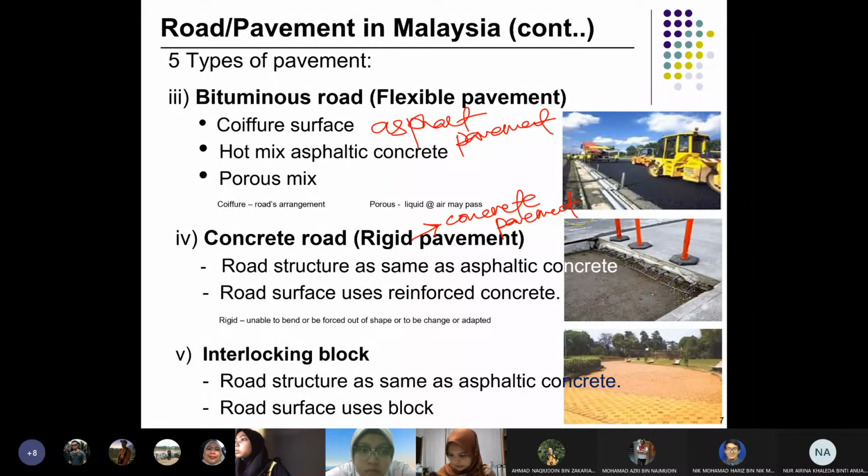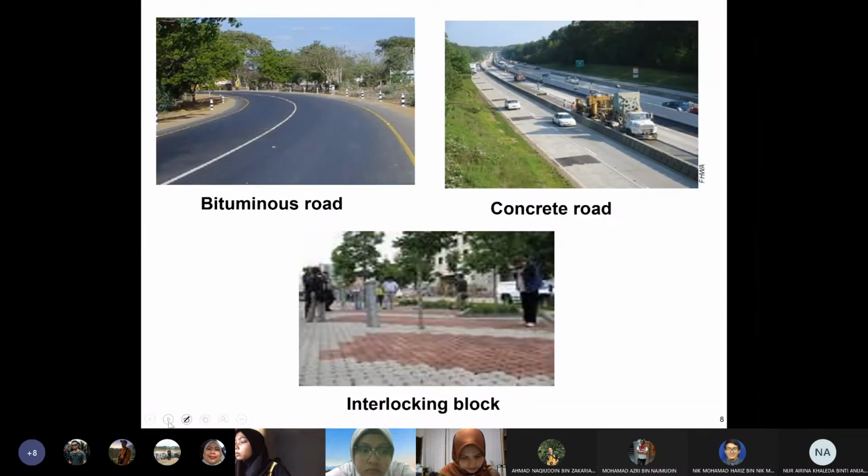Okay. There are actually altogether kalau kita tengok di sini 5 jenis lah yang paling basic, right? But those yang lebih utama adalah bituminous and also concrete road. Okay, bituminous. Kalau tengok nama yang digunakan pun dia ada kata bitumin di situ ya. Okay, right. Let's go to the next slide.